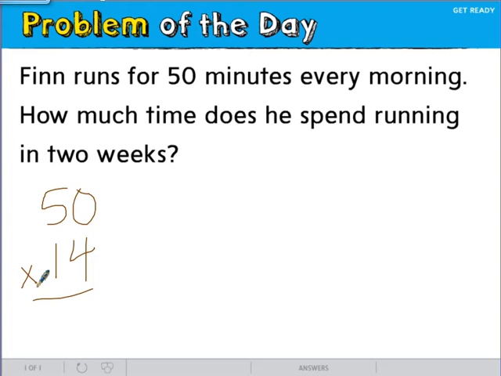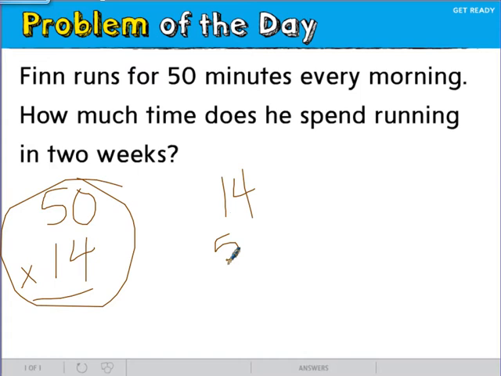You would bring the 0 down? I would write this differently because I would put 14 on top and put 50 on bottom. Why would I do that? So you could just carry down. So I can just drop my 0 down and I can multiply this whole thing by 5. 5 times 4 is? 20. So 5 times 1 is? 5. Plus 2? 7. So 700 minutes.